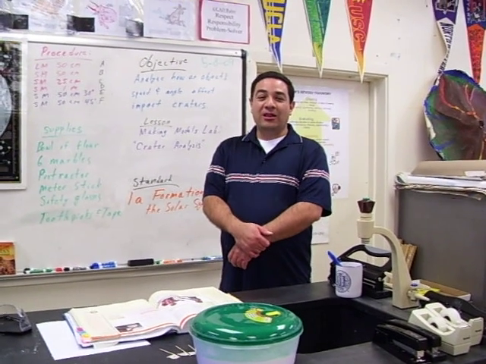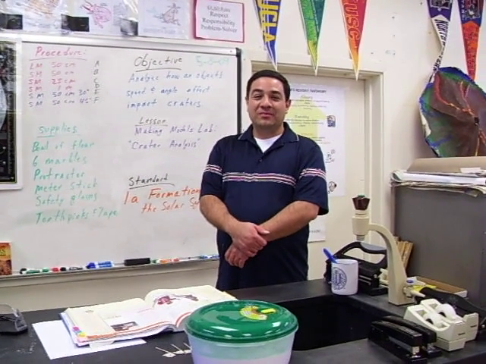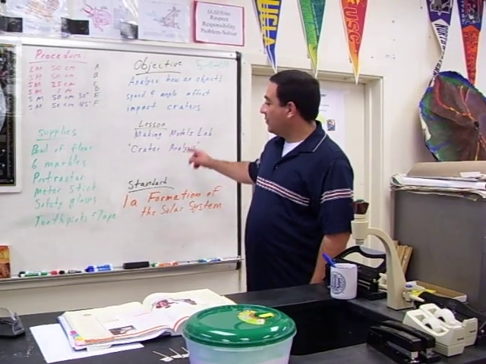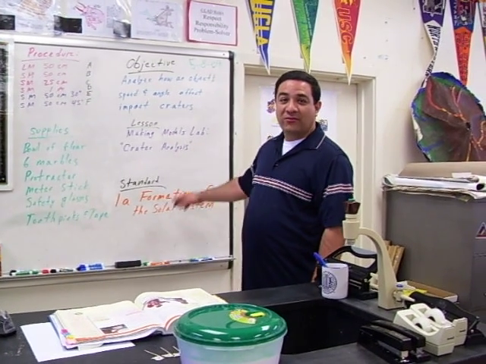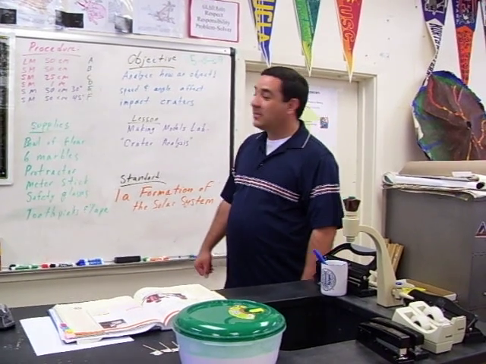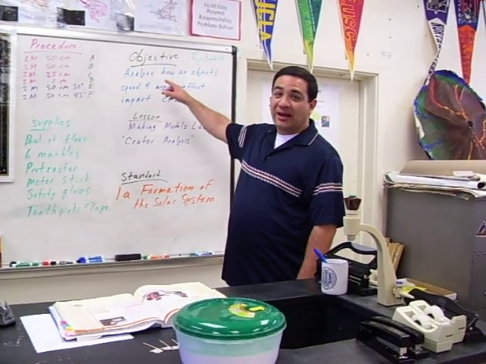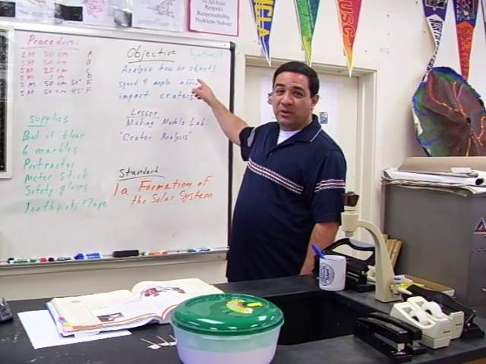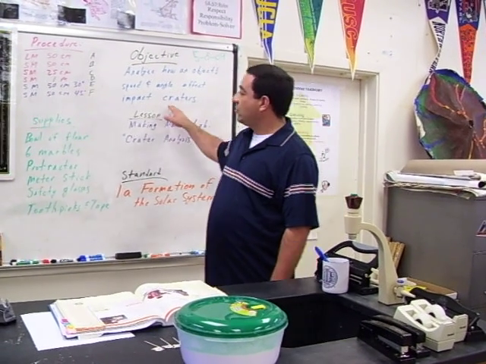Today's lab comes from the California Whole Earth Science Edition. It's a making models lab called Crater Analysis. The California standard is 1A, the formation of the solar system. The objective is to analyze how an object's speed and the angle affect impact craters.